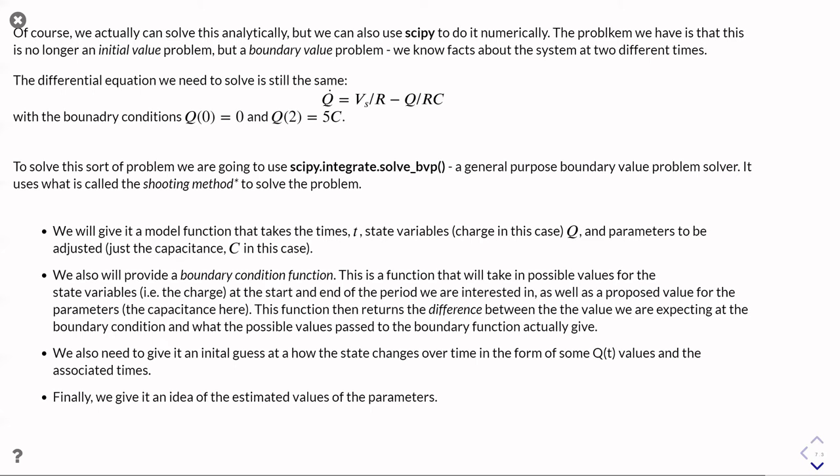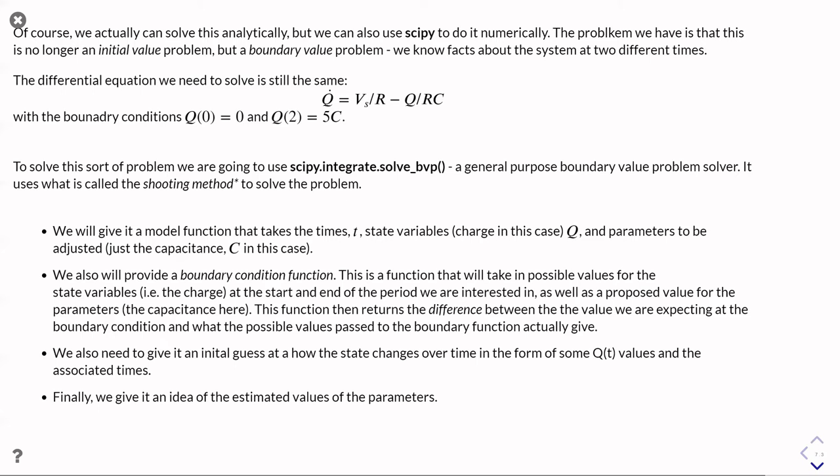So in other words, what we're going to calculate in our particular case is the difference between what the solver thinks the charge is at zero time and zero, and the difference between what the solver thinks the charge is going to be after 2 seconds and what we think it should be, which is 5 times the capacitance. And what the solver is going to do is try and adjust the capacitance to make its solution match up to our boundary conditions.